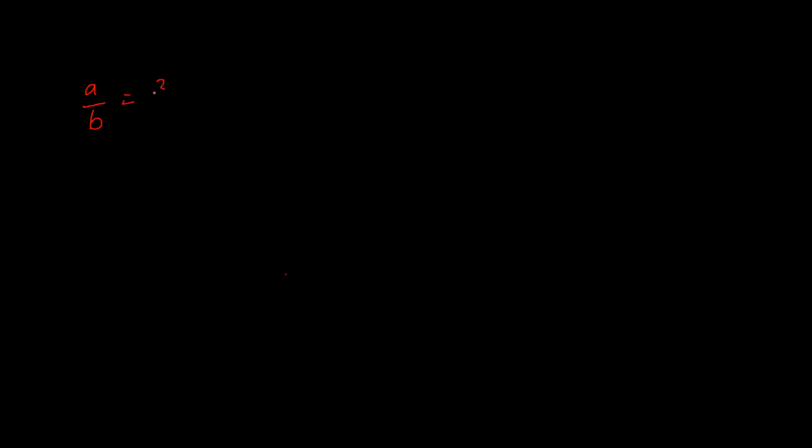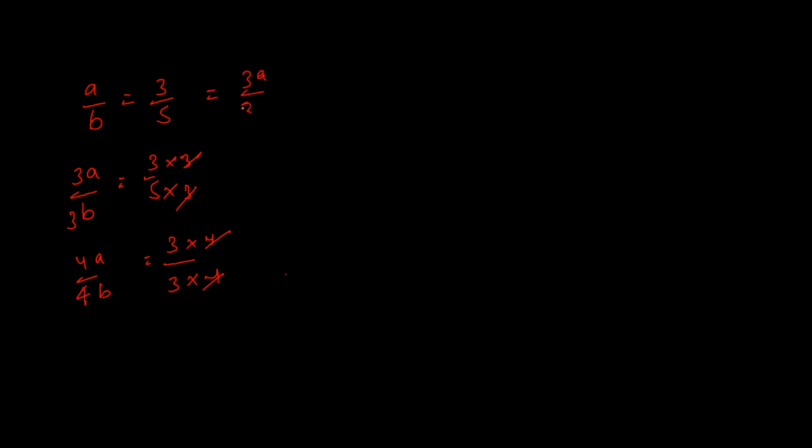So a by b is 3 by 5, right? So if I do 3a by 3b, 4a by 4b, it will be 3 by 5 again. How? I multiply 3 here, 3 here, I will do this. Similarly for 4. So that means 3a by 3b equals 4a by 4b. Kashish, please see this screen.